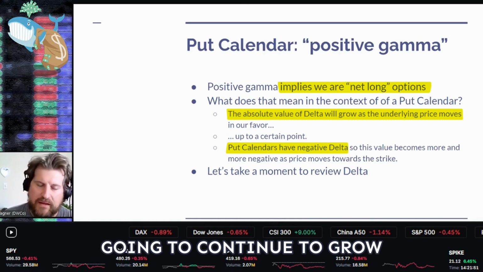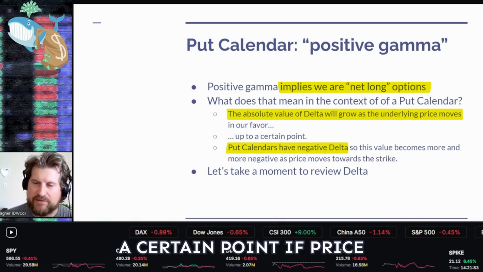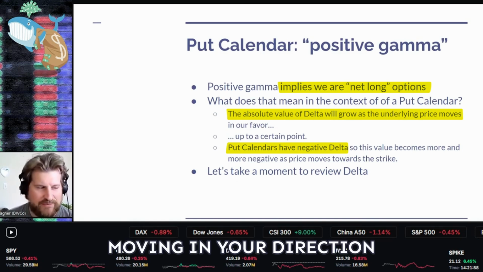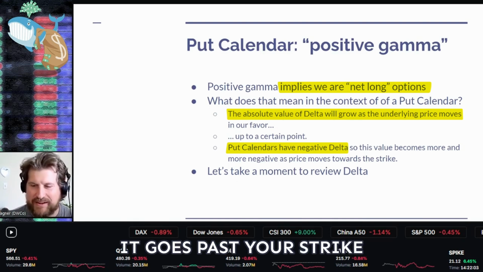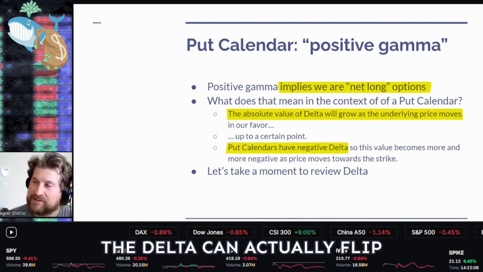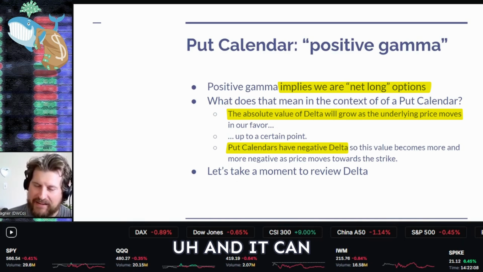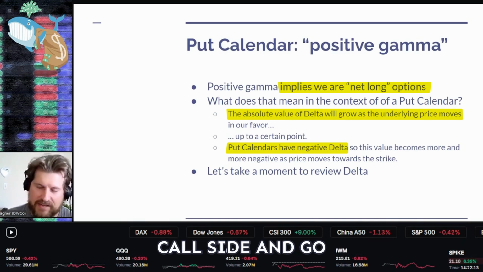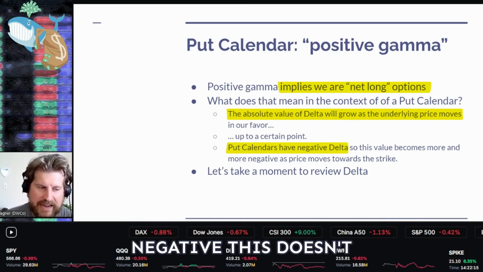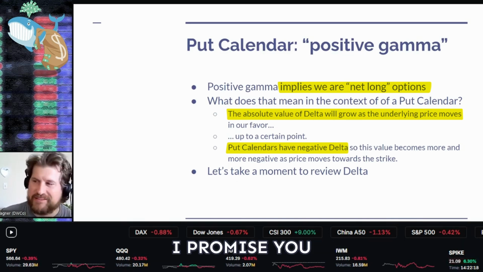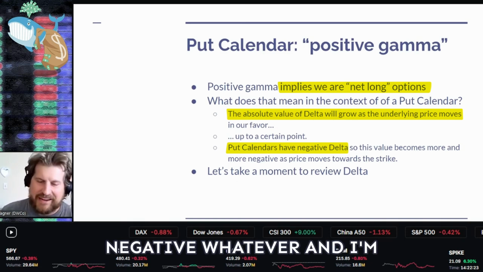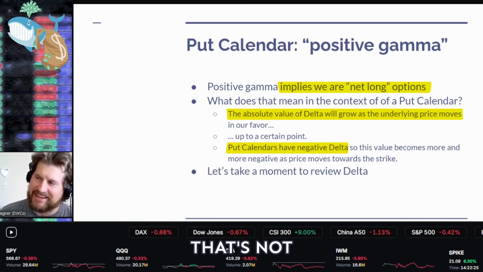Now, what's interesting about a calendar is that at a certain point, if price keeps on moving in your direction, maybe it moves a little too far in your direction, if you know what I mean, it goes past your strike, the delta can actually flip, and it can go from negative to positive. If it's on the call side, it can go from positive to negative. I promise, you might hear that and think, well, it's going to blow up my position and I'm going to lose a bunch of money. That's not how it goes.